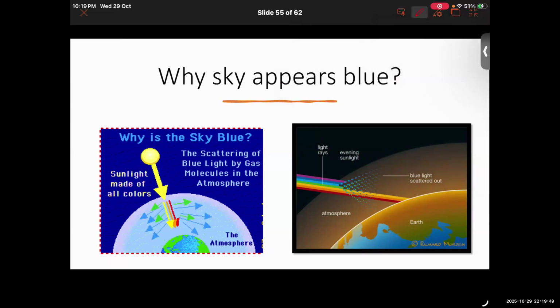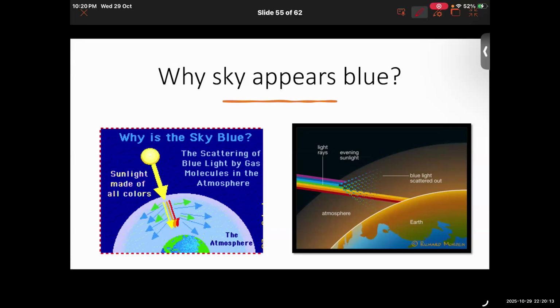Now I'm going to address this question, Halima, which you had. You might also have thought about this, Ayush: why does the sky appear to be blue in color? And sometimes in parts of the sky, the sky appears to be reddish in color also, right? So let us learn about that.